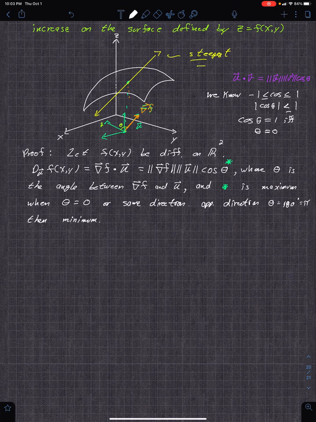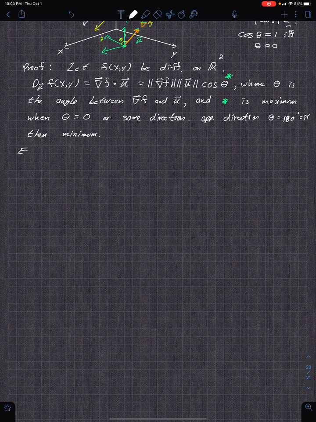Let's see where we're at here. I have an example for you. Okay, here it is, next example. I think I'll need to do one more video for this one, because that's a proof and it takes longer. So let f of x, y equal x squared plus 1/4 y squared plus 2.